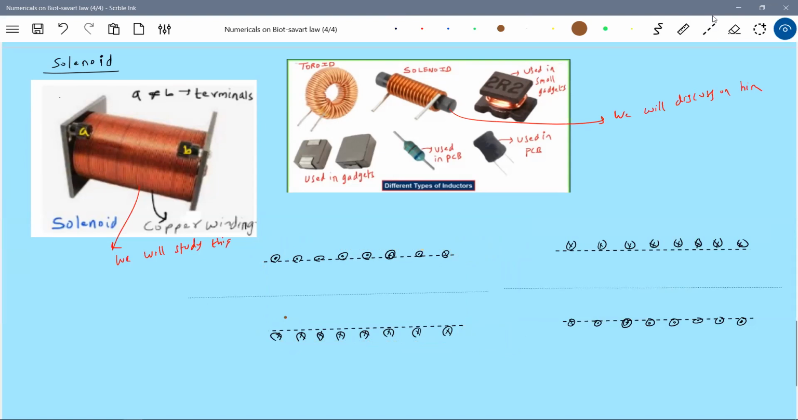Here, what is this? This is a 1 turn current carrying wire. This is for our understanding purpose. It will be like this. I'll wind it in this way. They're very closely wound, but to make you understand, I'm just showing some gap. Please do understand.